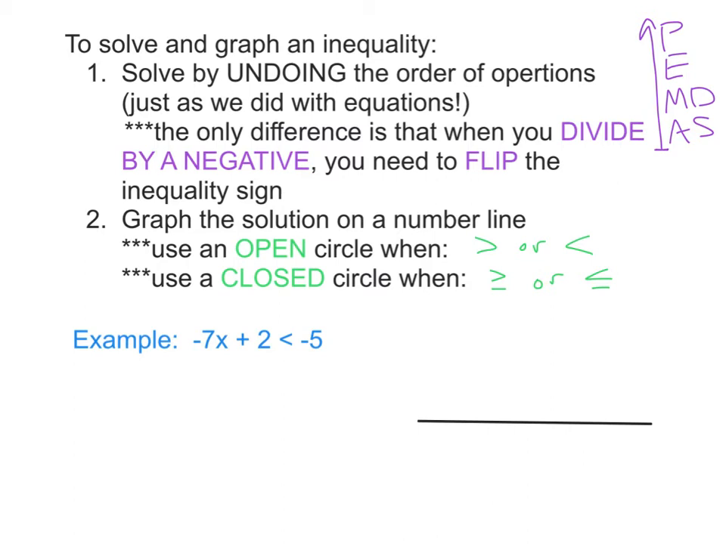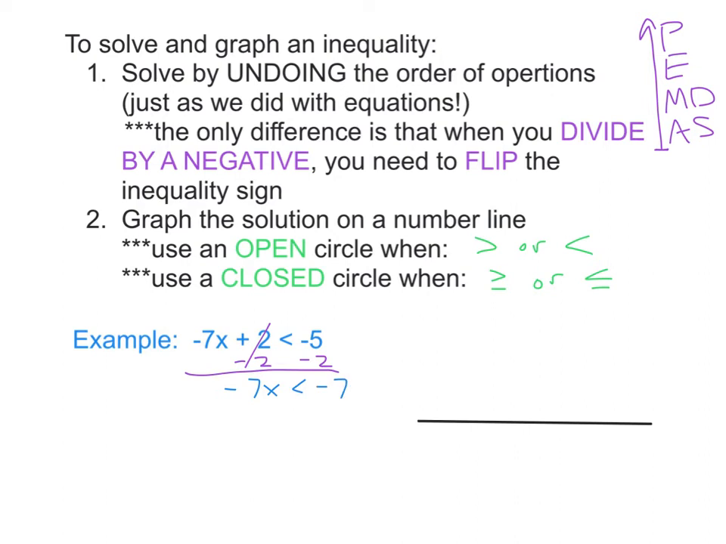Negative 7x plus 2 is less than negative 5. So we're going to start by solving, and again, our steps are over here. We're going to start by adding or subtracting. We're going to do the opposite. So since we have addition of 2 right here, we're going to subtract 2. So I'm going to take 2 away from this side and take 2 away from this side, just like we do when we are solving equations. These will cancel. We're left with negative 7x is less than negative 7, because negative 5 minus 2 is negative 7.